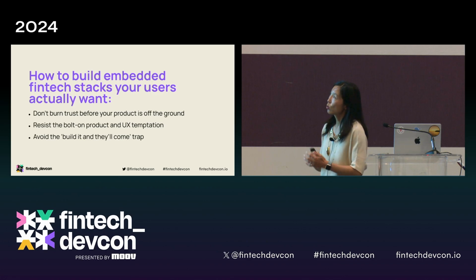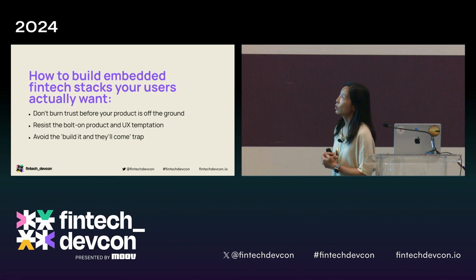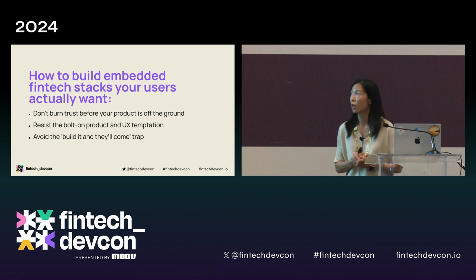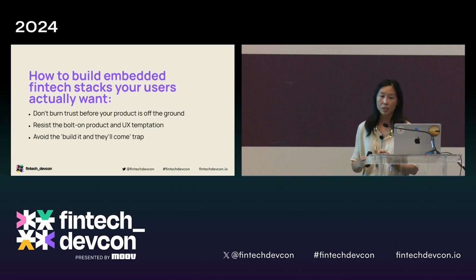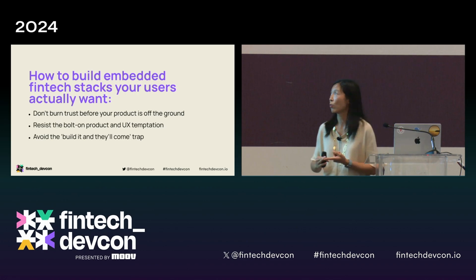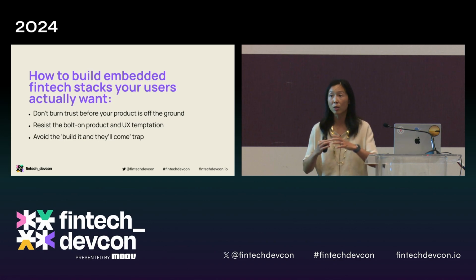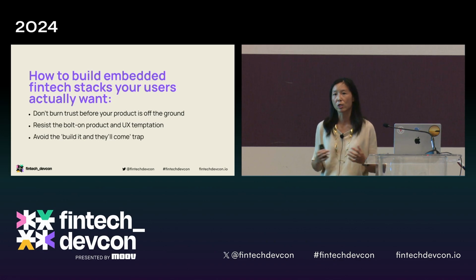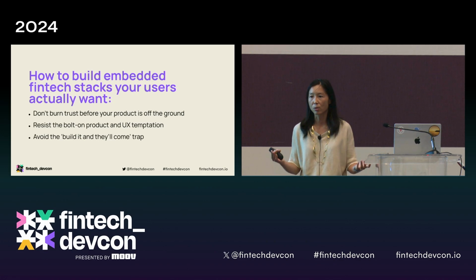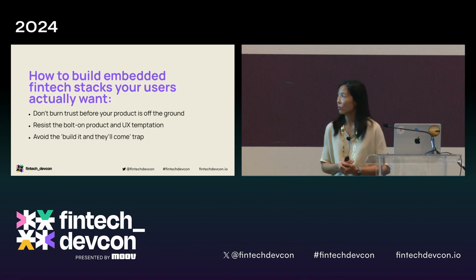Cool. So to wrap up, how do you actually build embedded fintech stacks that your customers actually want? Well, 3 lessons. First, don't burn trust before your product's off the ground. This means really making sure you get that money movement right, that money moves from point A to point B seamlessly, that you think about all the edge cases before you expand into more customer segments, more geographies, et cetera.